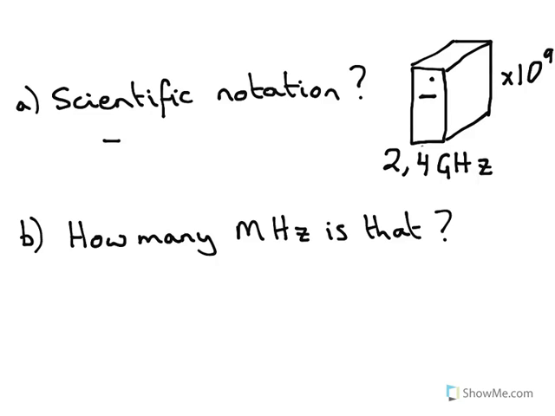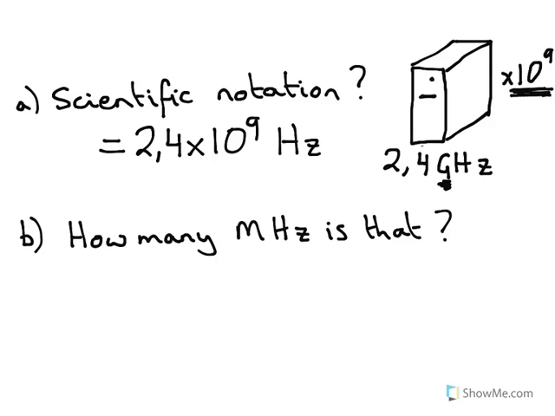Well, that's pretty easy, because instead of gigahertz we would write 2.4, where we see the word giga, we replace it with times 10 to the 9. 2.4 times 10 to the 9 hertz. The giga sign has just been replaced with what giga stands for. Giga stands for 10 to the 9. So in scientific notation, the processor of the computer would run at a frequency of 2.4 times 10 to the 9.